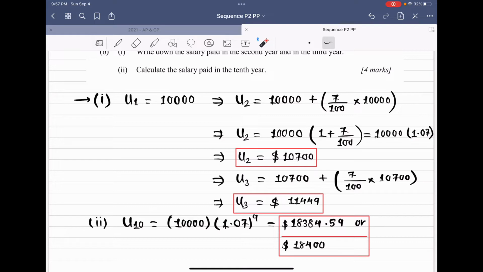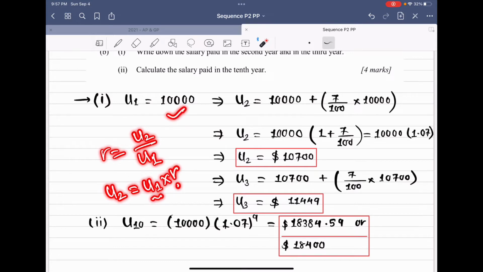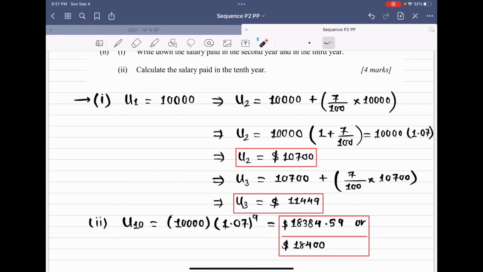Right now you just calculate u1, 10,000, and the ratio, r, is equal to the next term over the previous, that means u2 over u1, so you will say that u2 is equal to u1 times r. u1 is 10,000, r is not 7%, r is 1.07. So when you multiply by 1.07 for the previous year, you will get this. You multiply this by 1.07 again, you will get this. That's it. You don't need to show every step. This is for your understanding.